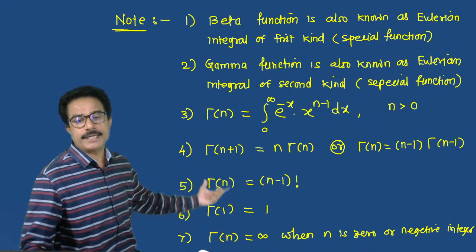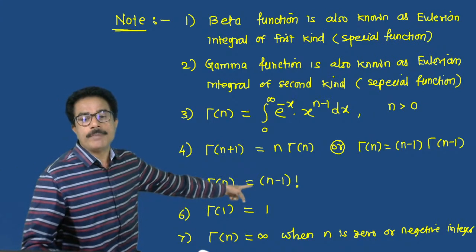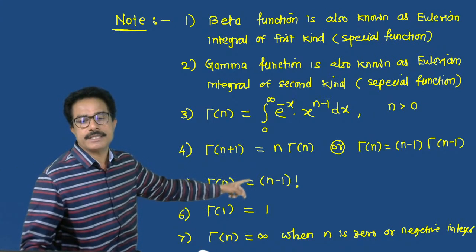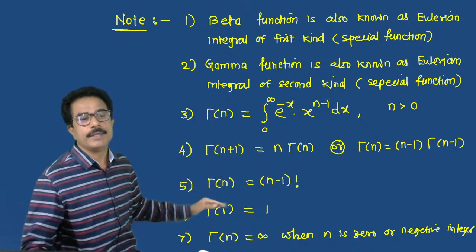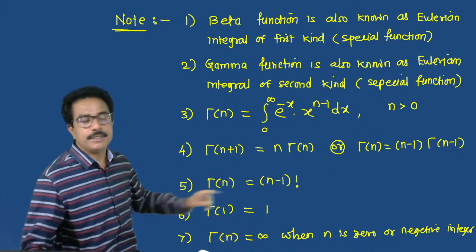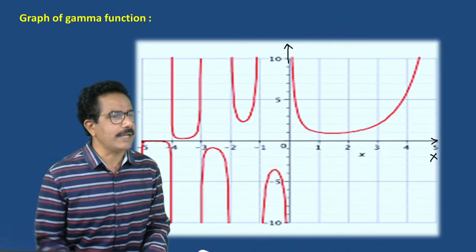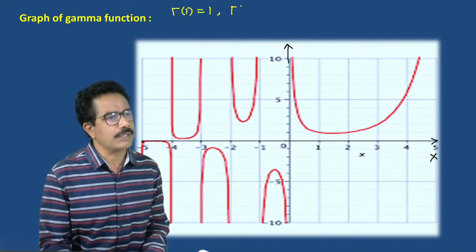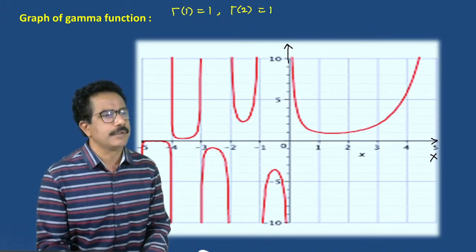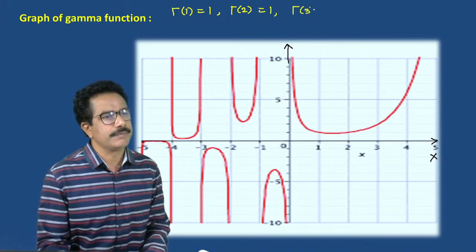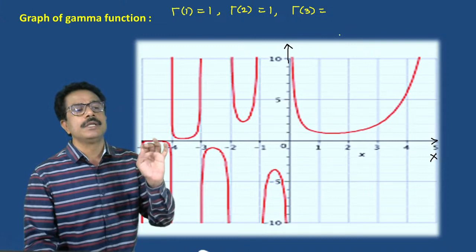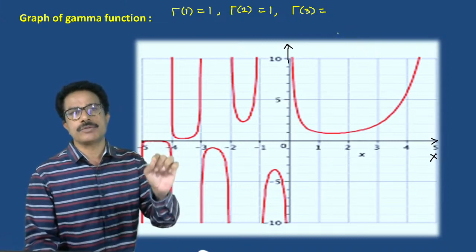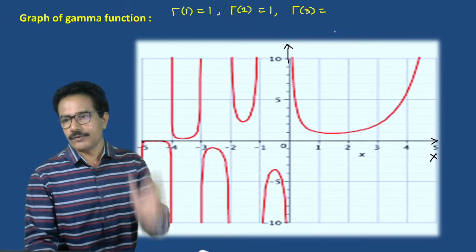So now see here, yesterday we have seen the value of gamma 1 means 1. Gamma 2, how can we calculate the value of gamma 2? 2 minus 1 factorial means 1 factorial, that is gamma 2 is also 1. Then we have to calculate gamma 3. So we can write the value of gamma 1. Gamma 1 is equal to 1. Gamma 2, which is equal to 1, again 1. Gamma 3 means gamma n is n minus 1 factorial, 3 minus 1 factorial means 2 factorial, 2 factorial means 2.